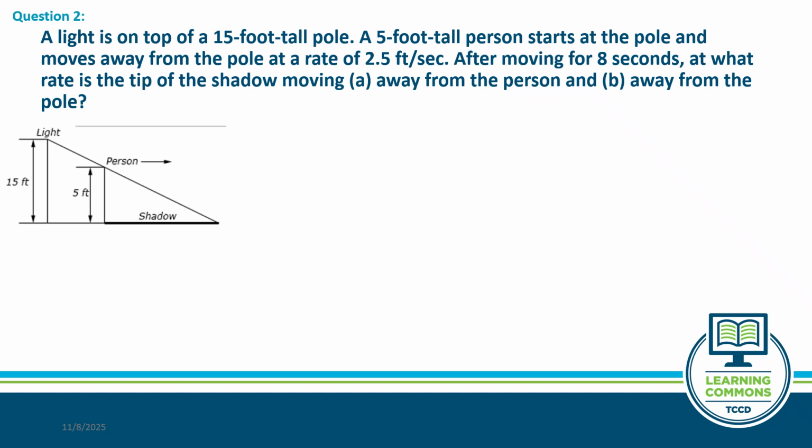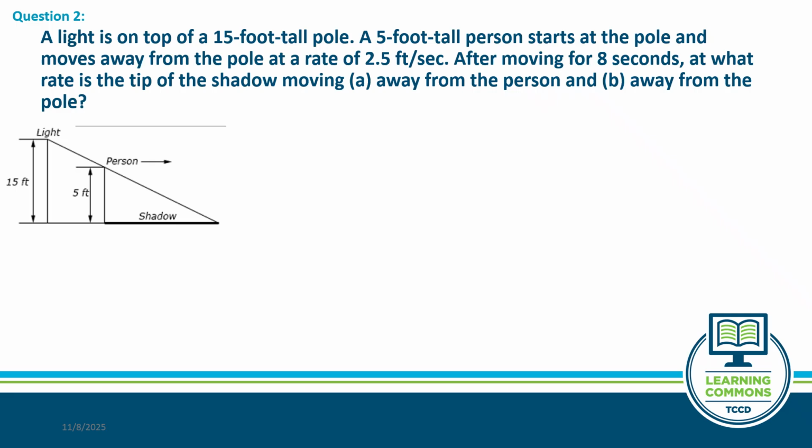They provided a picture whenever I pulled this problem from the book, so therefore, you know, a picture given to you. In the practice problems I saw from her, you did not have a picture, so I would suggest drawing a picture. Anyway, a light is on top of a 15-foot tall pole. A 5-foot tall person starts at the pole and moves away from the pole at a rate of 2.5 feet per second. After moving for 8 seconds, at what rate is the tip of the shadow moving? A, away from the person, and B, away from the pole. These are 2 different problems, so let's just go ahead and start off simple.